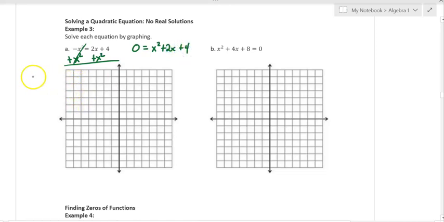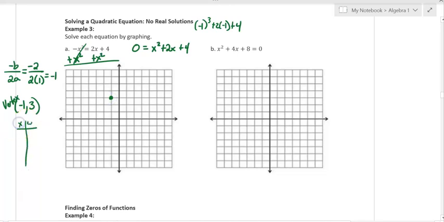Okay, so we could try to factor that, or we could do negative b over 2a. Both are great methods. So negative 2 over 2 times 1 ends up being negative 1. So our vertex starts with negative 1. Now I'm going to plug negative 1 back in. Using a calculator, I end up with 3. So the vertex is negative 1, 3.